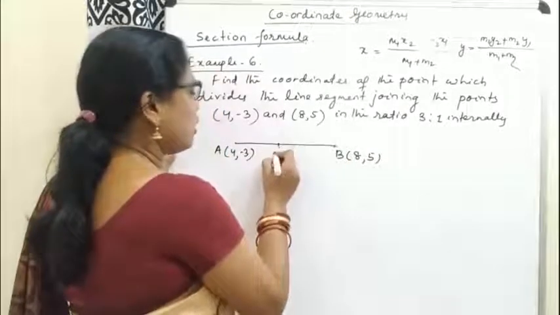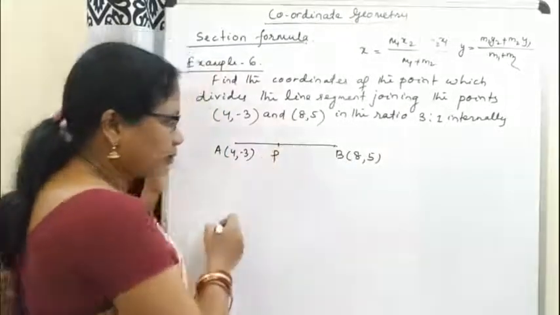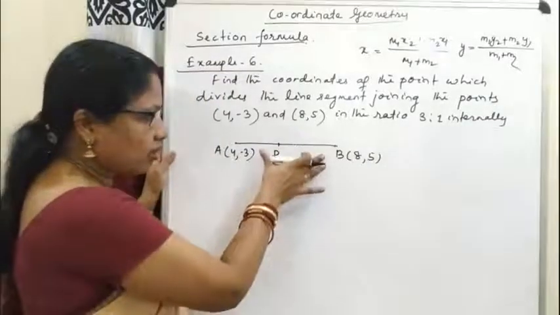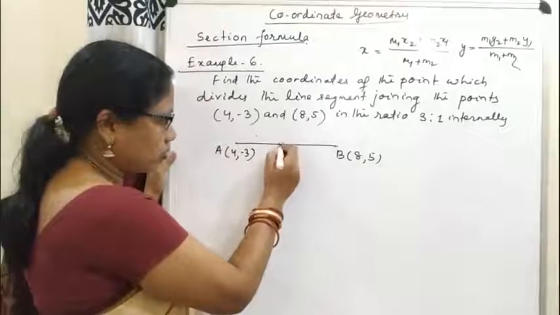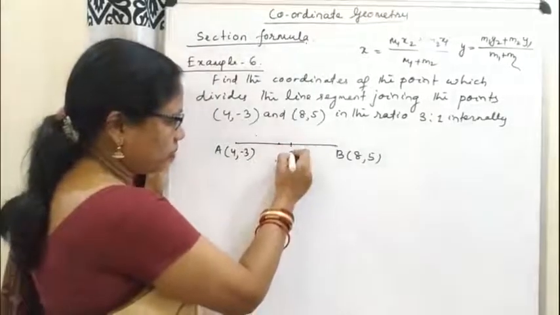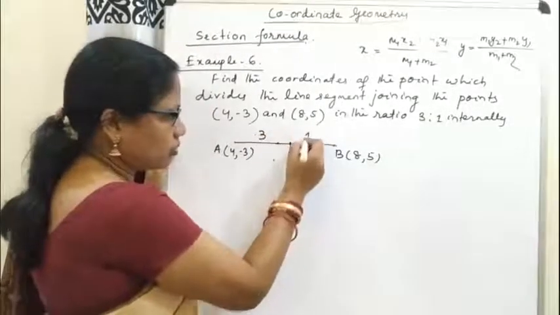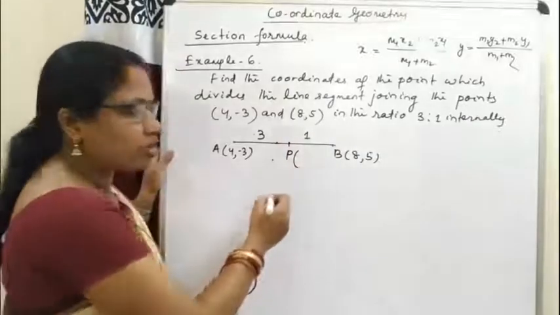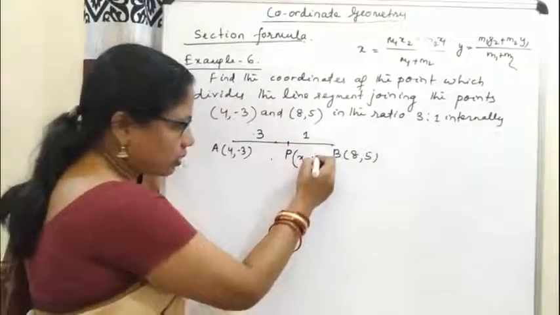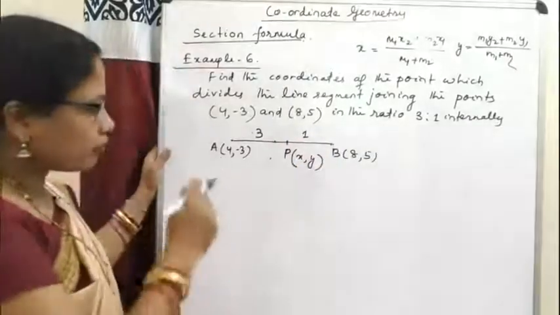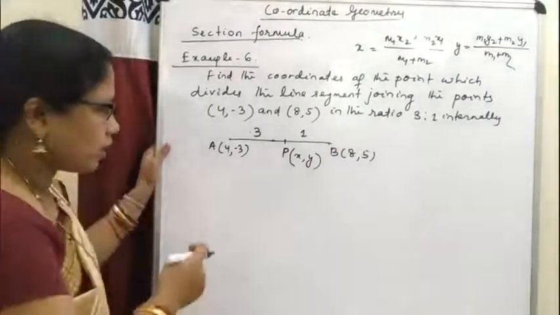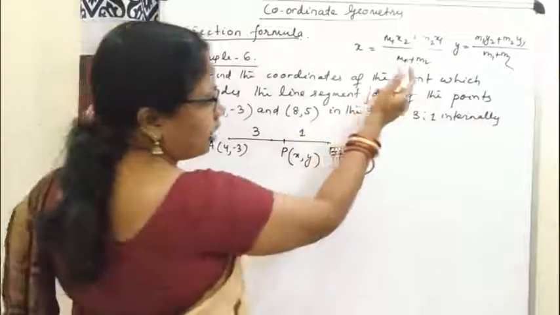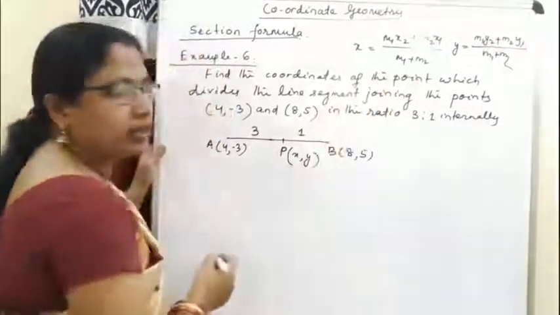So here let the point P divide the AB line segment in the ratio 3:1. So let us take here point P. So this is 3:1. Let the coordinates of P be (x, y). So we have to find x and y by using the section formula. Here is the formula I have written. You can apply this formula.